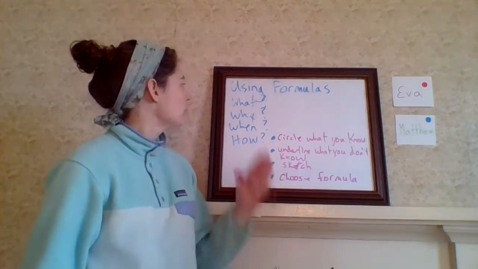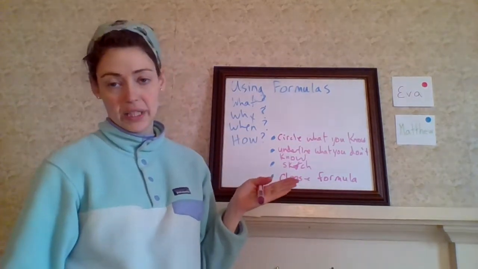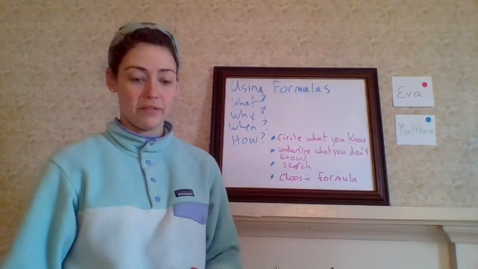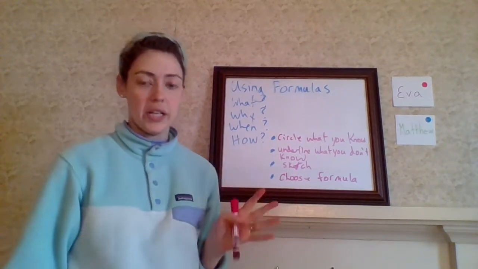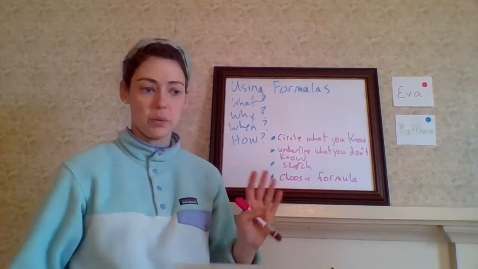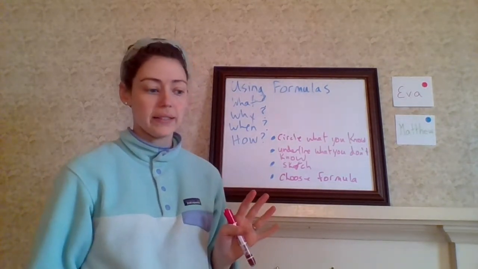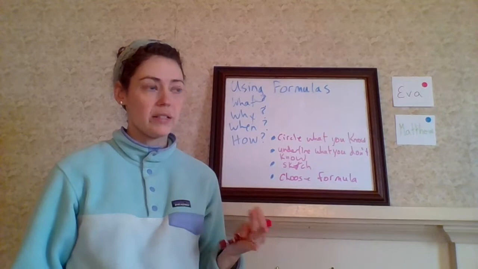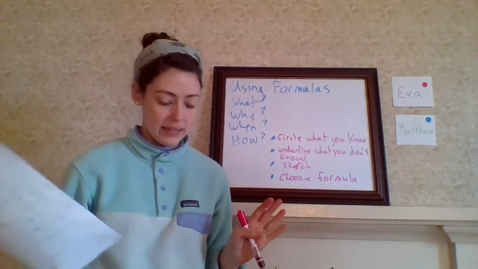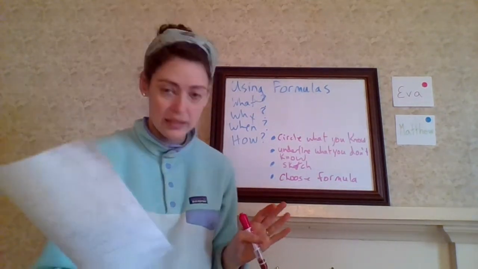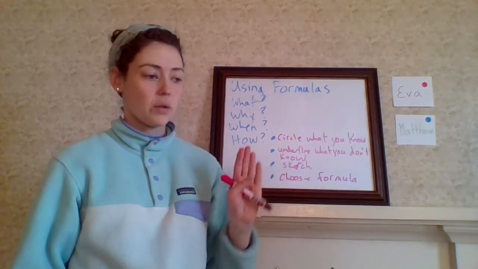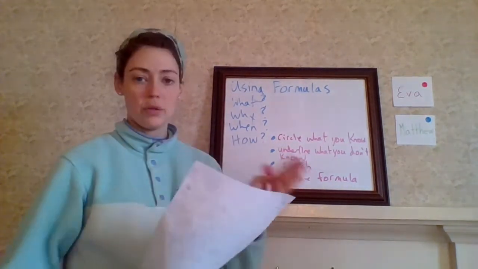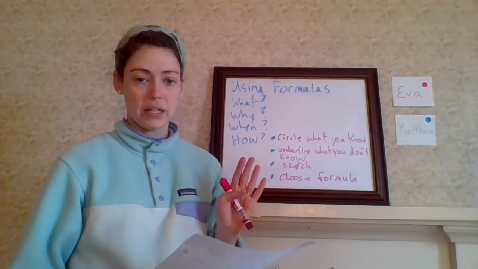Okay, so before we talk about why do we use formulas, let's talk for a minute about what is a formula. A formula is basically an equation which shows the relationship between two or more things. An equation is just a mathematical sentence. So in math we use sentences that use numbers instead of words, and this sentence just shows how two different things or more relate to one another.